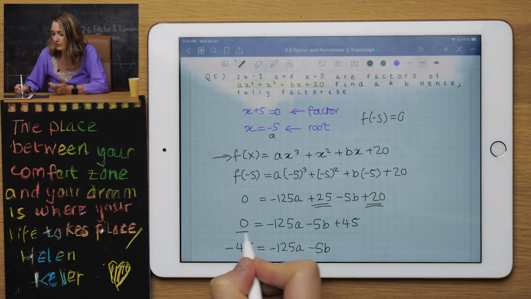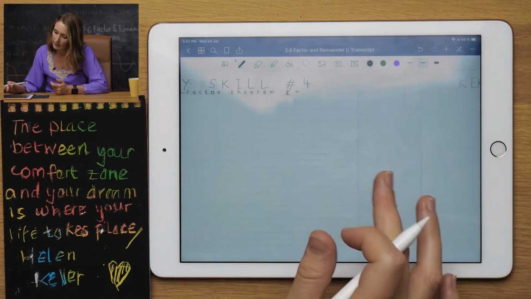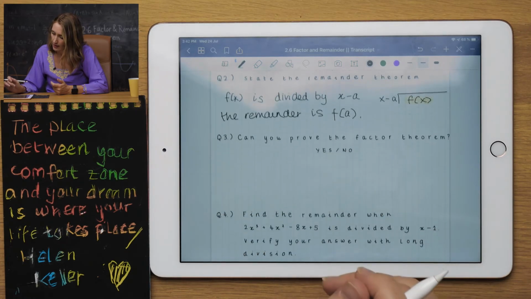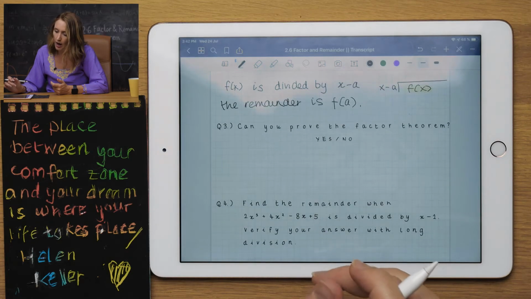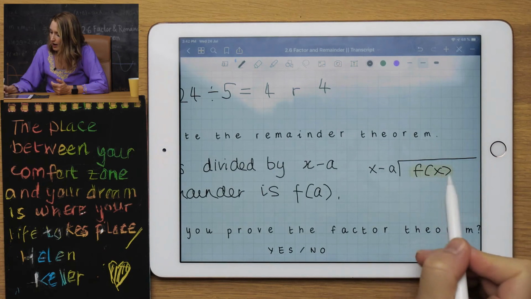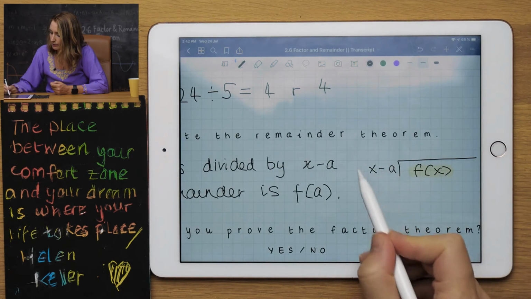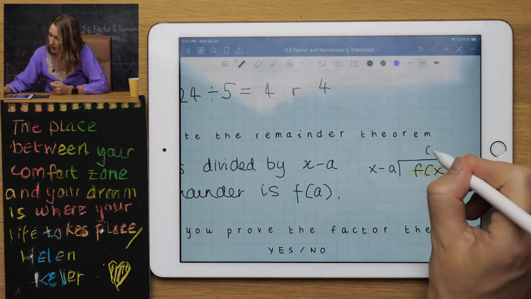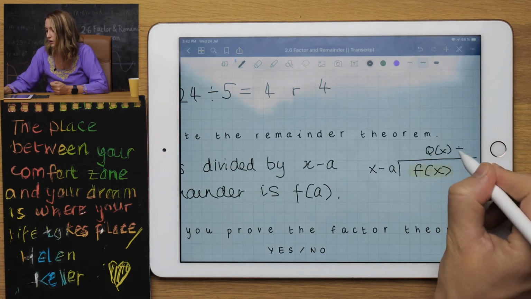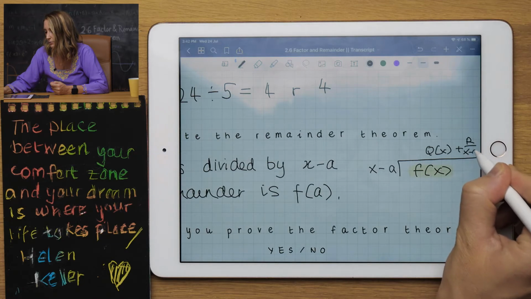Of course, if the remainder is 0, we know it's a factor, but we won't always be dealing with factors, okay? Now, how do we prove that? I'm going to flash back to this example here. We have our f of x, our polynomial here, x minus a is our factor, and we put q of x up here, which is our quotient, plus r divided by x minus a.